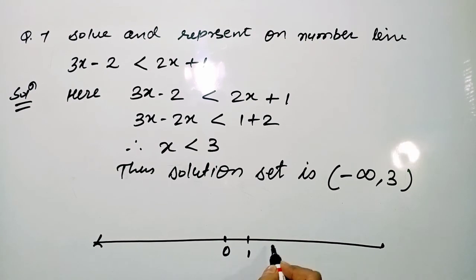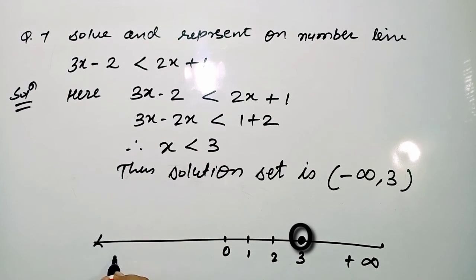So at point 3 we will put the blank circle. So the solution set is from minus infinity to 3. The line representing minus infinity to 3 will be a little bit dark. Understood student? Is it clear?